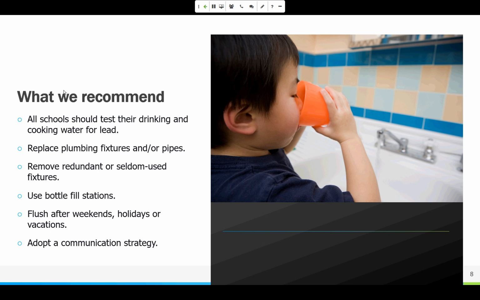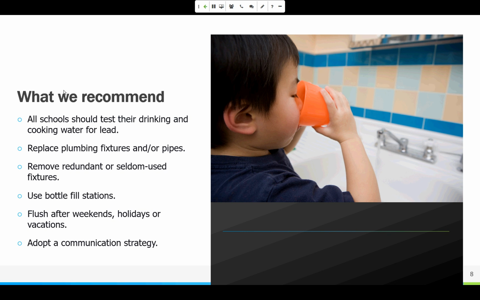A lot of the schools had sinks and or drinking fountains in every classroom. Some rooms also had several sinks within one room, and not all of them were used on a regular basis, but they would be there and available to be used for drinking water at any time. Lead levels in drinking water can increase as the water sits in the pipes and the fixtures, so where possible, removing redundant or seldom used fixtures will reduce potential exposure to lead in drinking water.